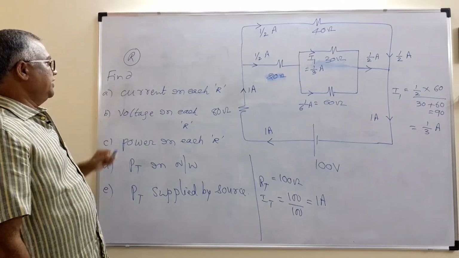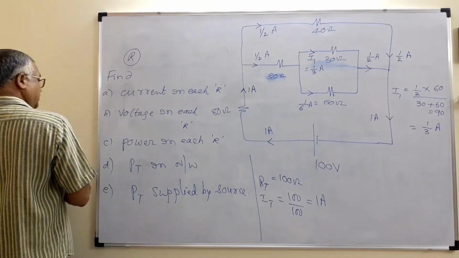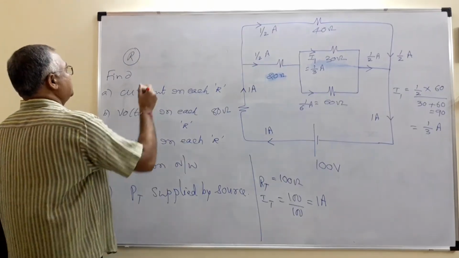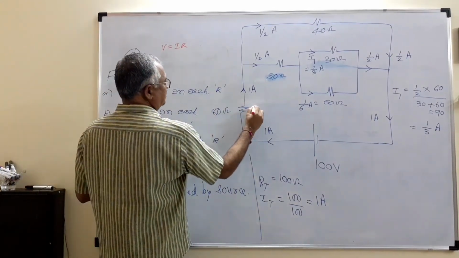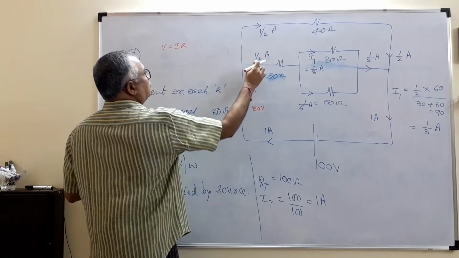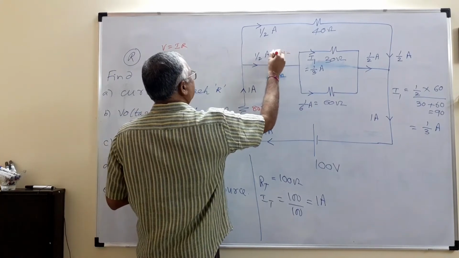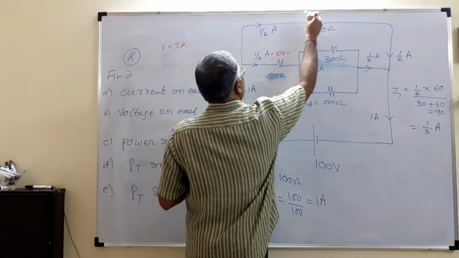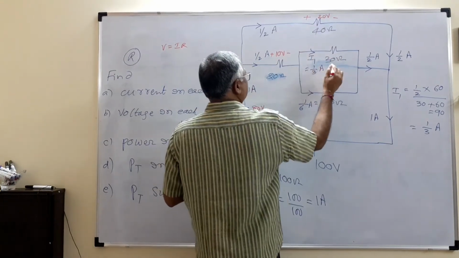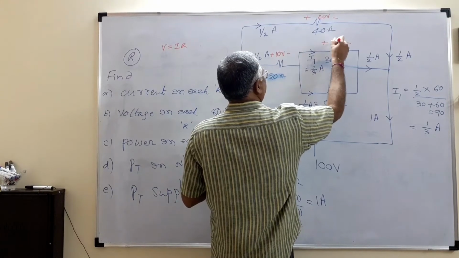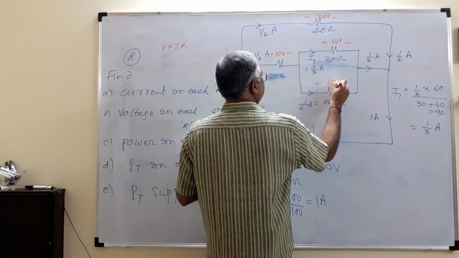After this current, you can find voltage. How to find voltage? Voltage is simply, what is the drop formula? V equal to IR. So 80 into 1, 80 volts. 1 by 2 into 20, 10 volts. 1 by 2 into 40, 20 volts. 1 by 3 into 30, 10 volts. 1 by 6 into 60, again 10 volts.